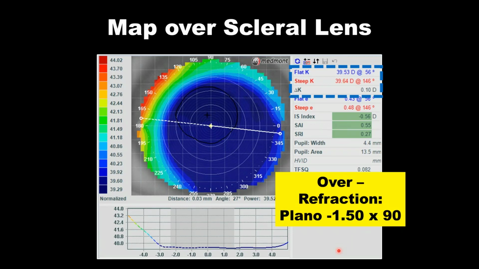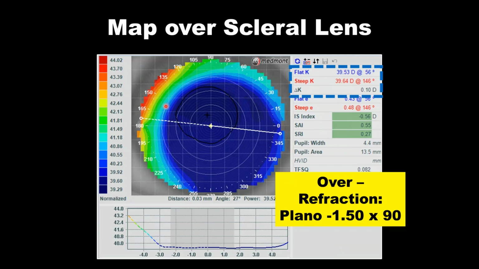What about the mapping over a scleral? We've just done that over a soft multifocal lens. What if we do topography over a scleral lens? Here's a case where the patient has a very well-fit lens. The physiologic response is negative for any slit lamp signs. The patient is incredibly comfortable, but we have an overrefraction of plano -1.50, axis 90. So do we need a front toric scleral lens? Or is this internal astigmatism that's coming through?